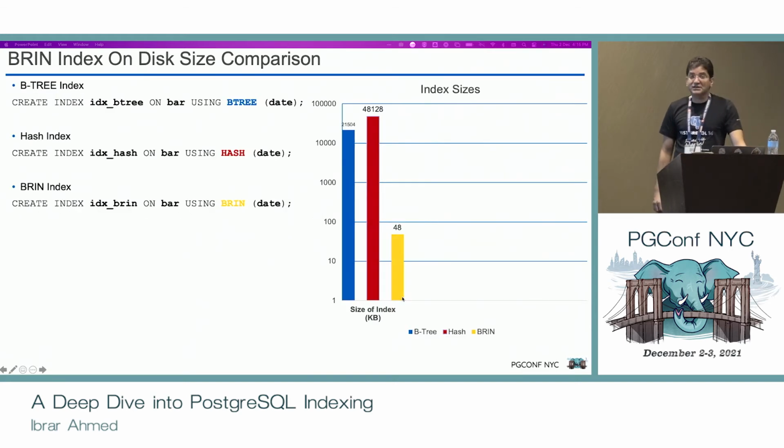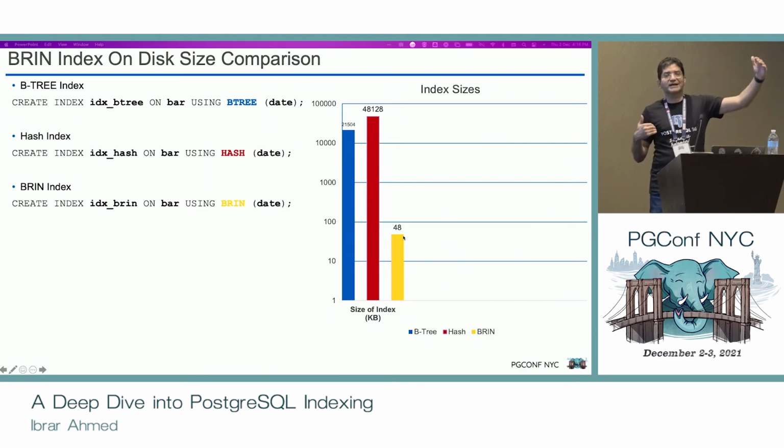But it's not only the timing difference, it's also the size. For the same data, you can see the size of the B-tree, the size of the hash, and the size of the BRIN index. It's just 48 KB, otherwise it's in MBs. The size differs because it only stores the range. It's not storing each and every value. It's just storing that from January to December, it's only saving the page number. That's it.